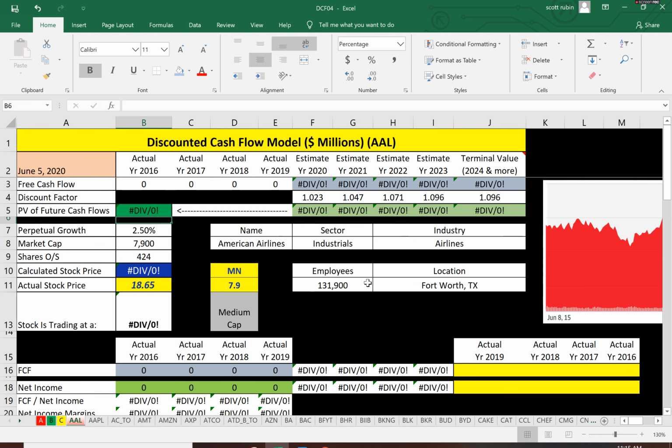And to calculate the intrinsic value of a stock, we have to estimate the future free cash flows of the company, then discount that number back to today's dollars. That way we have the value for the entire company. Then we divide that number by 424 million, the shares outstanding, and we get the intrinsic stock price. And we're going to compare it to the actual stock price to see if it's higher or lower.